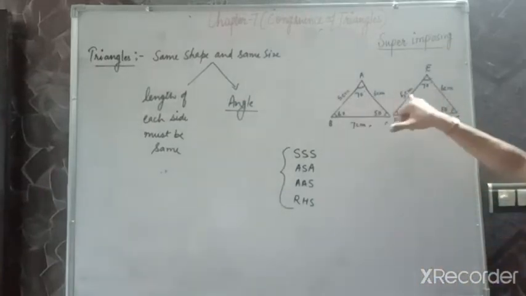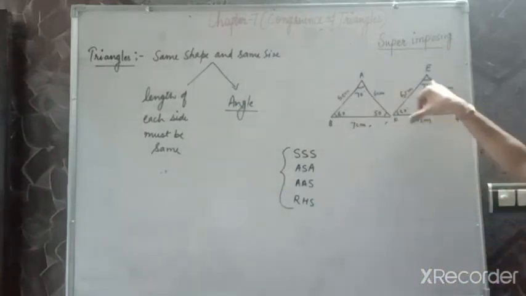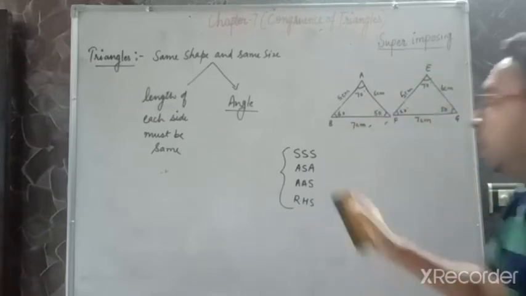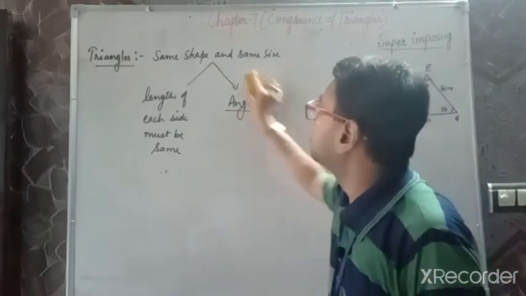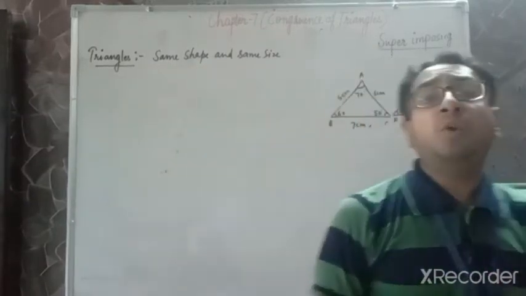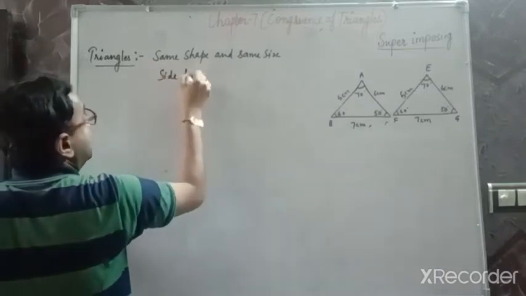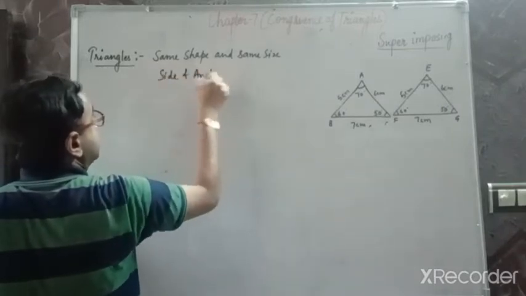For example, 5, 6, 7 and 5, 6, 7; 70, 60, 50 and 70, 60, 50. They are congruent. Are we clear? So the triangle congruency is divided on what prospect? On what factors? Side and angles. Are we clear? They must be same.